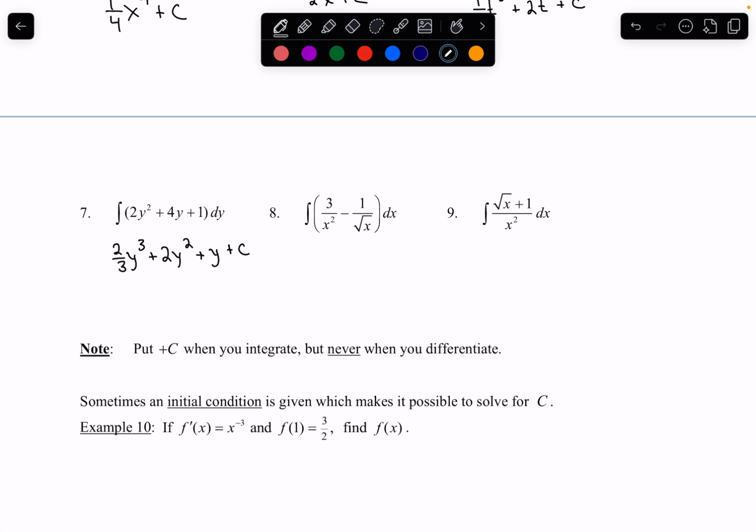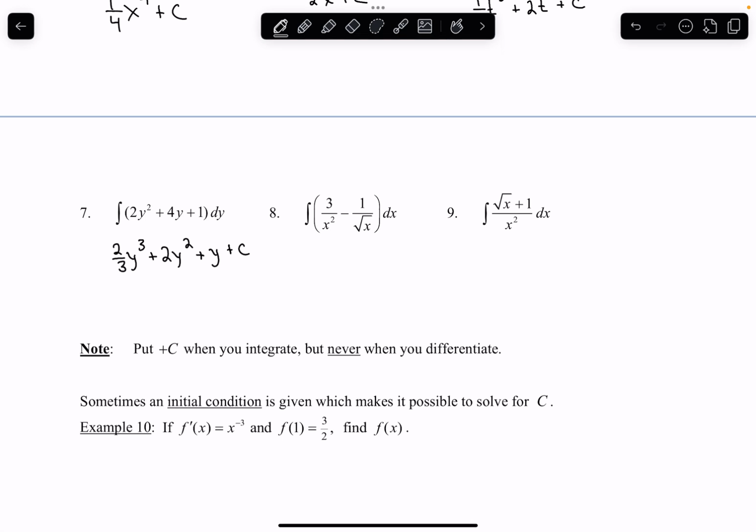Okay, number 8. You don't know how to do integrals when the exponent's on the bottom and when you have square roots. So we're going to rewrite this to make it look like a power rule, right? Because we know how to integrate the power rule. So let's rewrite these. I still have my integral. The x squared I'm going to move up and make it x to the -2. The square root x is the same as x to the half. I'm also going to move it up, and I'm going to make it x to the negative 1/2 dx.